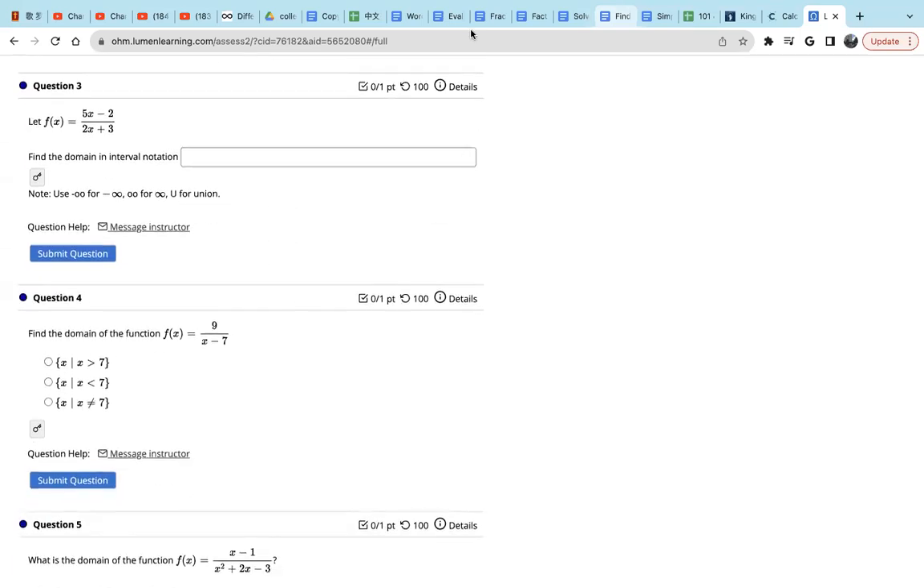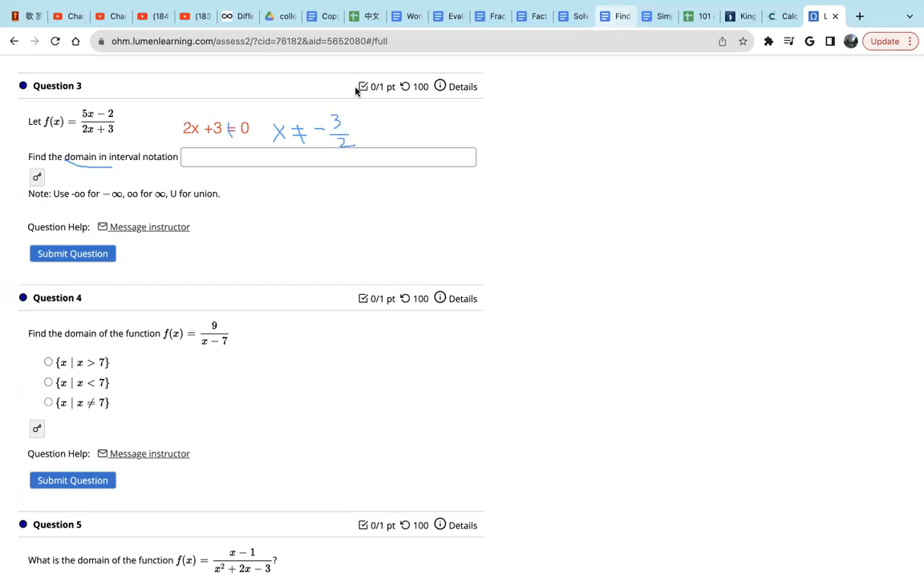Let's see 3. We want to find the domain of this rational function, right? We do the same. You see 2x plus 3 not equal to 0. Not equal to, I have a slash through this equal sign. So we solve this, that means x not equal to negative 3 over 2.